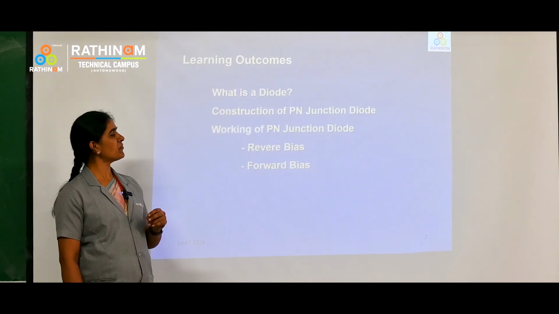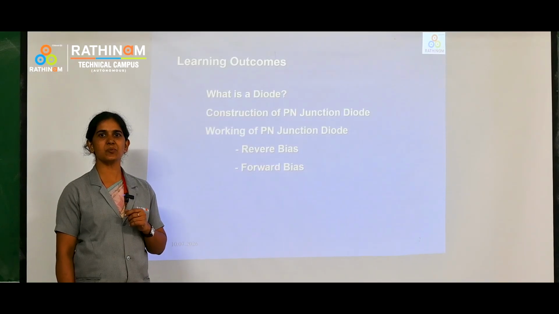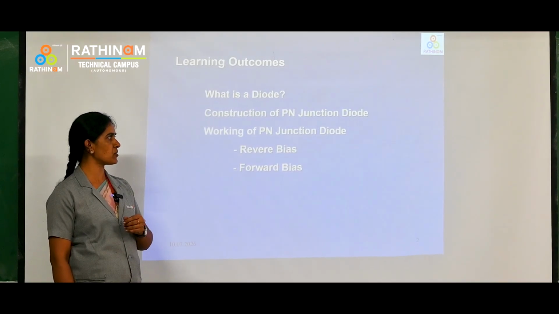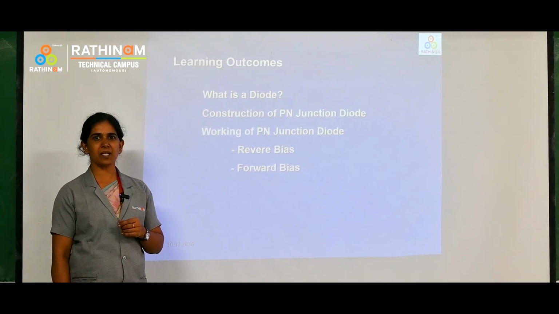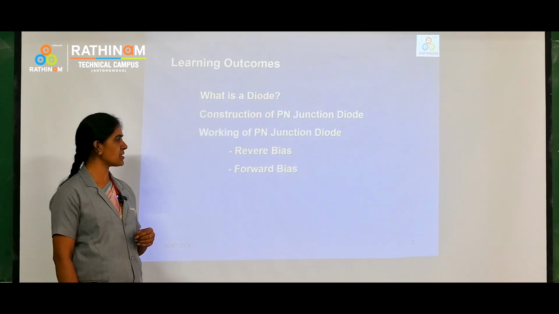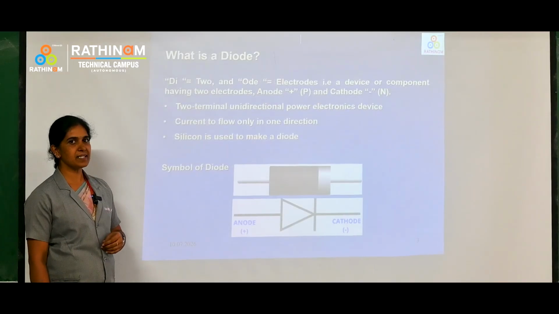Upon completion of studying this topic, a student will be able to understand what a diode is, how the PN junction diode is formed, and the working principle of the PN junction diode under different biasing conditions, called forward bias and reverse bias. So what is a diode?